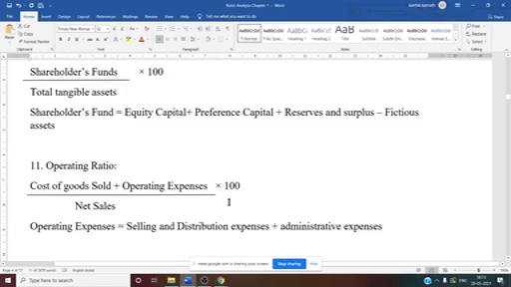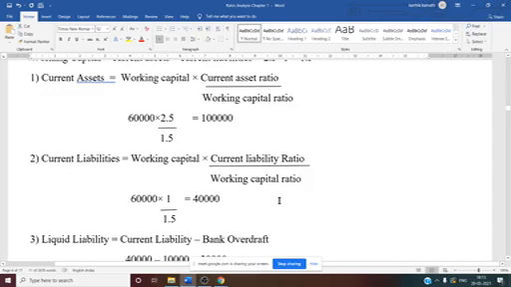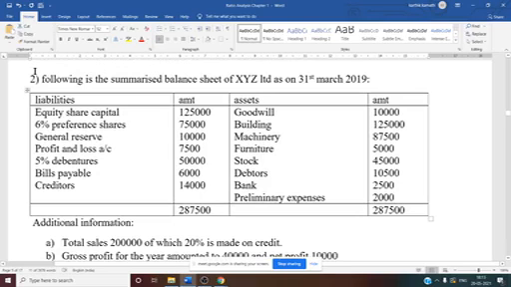Yes. See now problem number 2. Till now we have discussed first problem and formulas. Now problem number 2 we will discuss. See this. Following is the summarized balance sheet of XYZ Limited as on 31st March 2019.